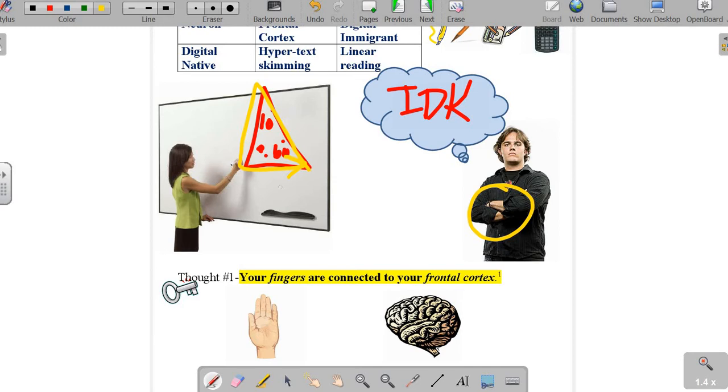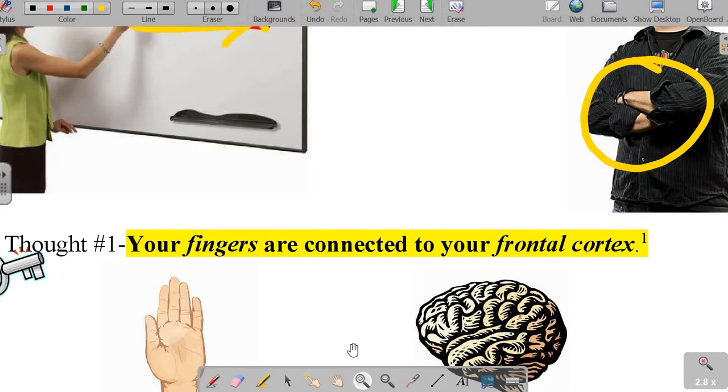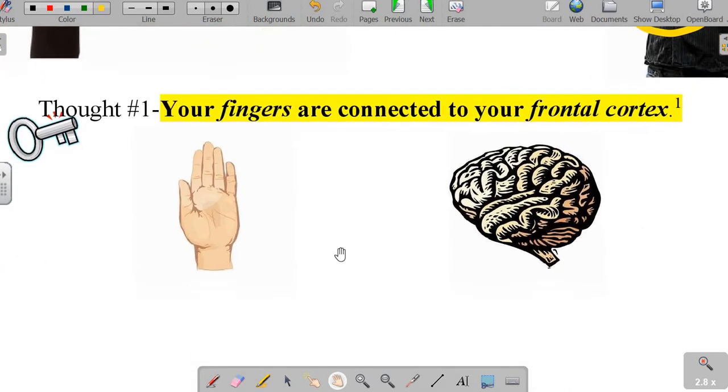And I ended up doing my master's thesis asking the question, how is digital technology changing the way that brain processing is working? The next 5 thoughts are key synthesis from that master's thesis.